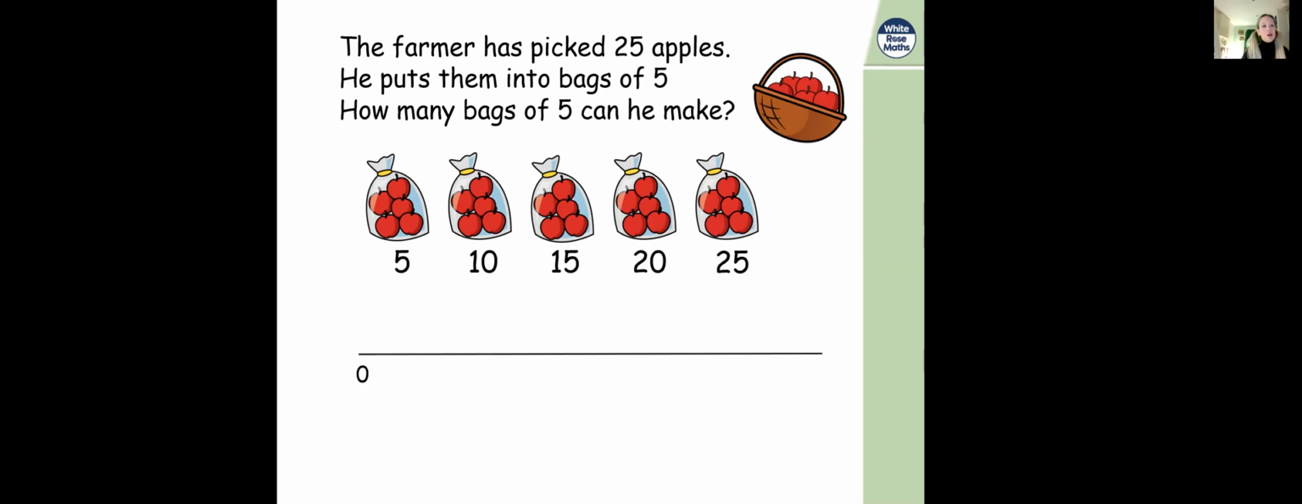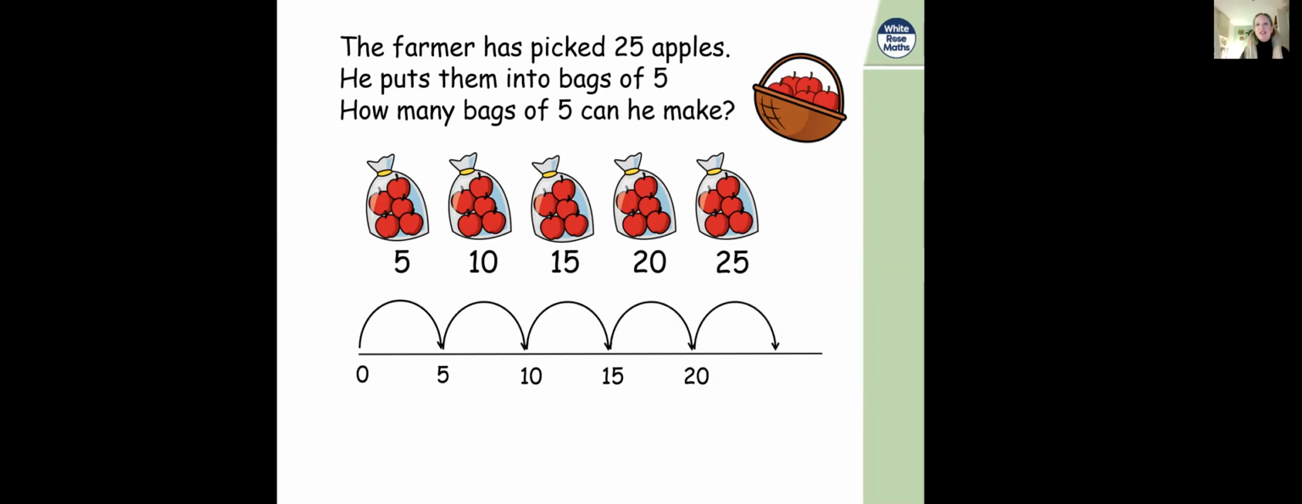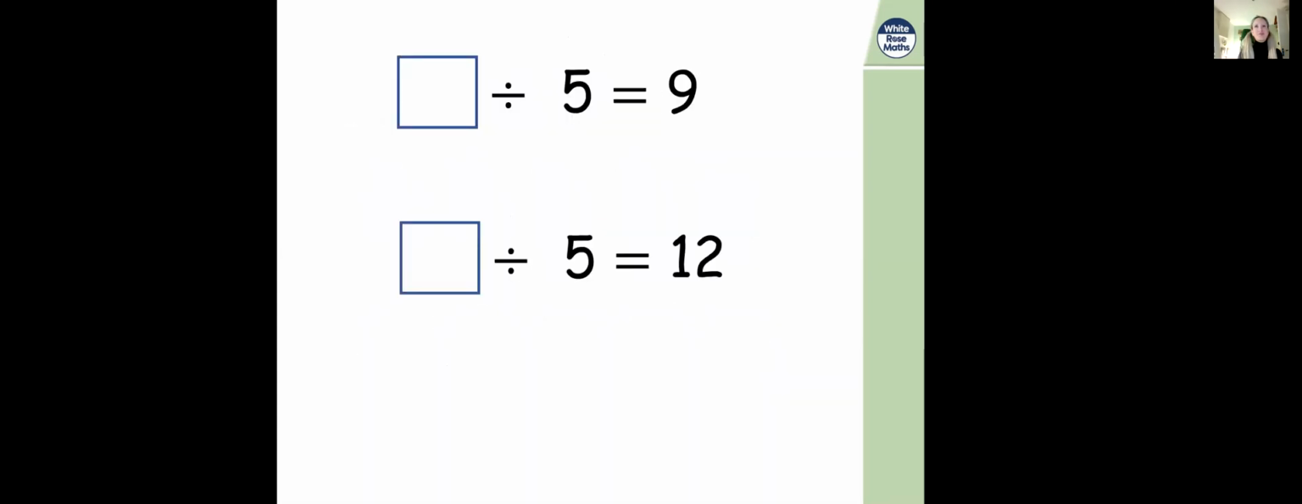If we were to look at that on a number line, we can do jumps of 5 on a number line to get us up to 25. Each jump is like a bag. 5, 10, 15, 20, 25. 5 jumps there. So he needs 5 bags.